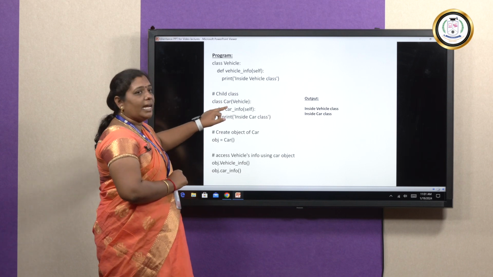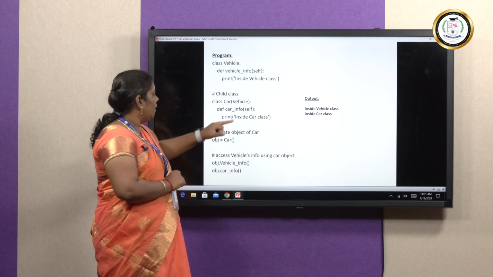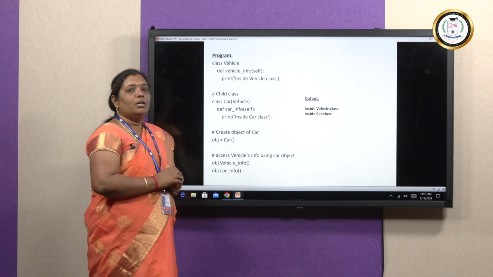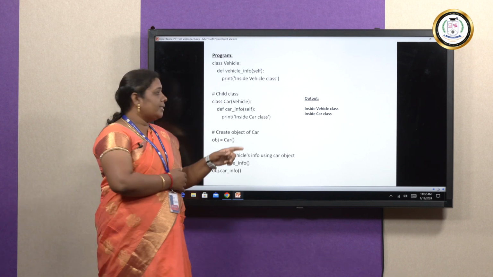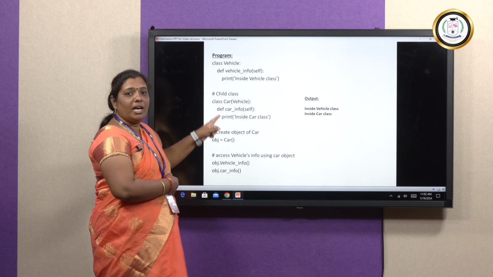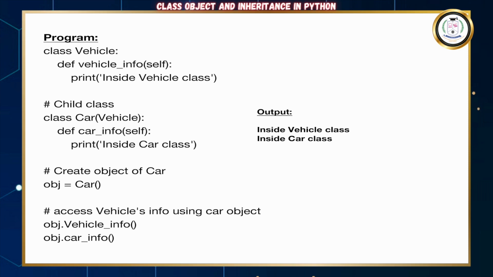Next one, this is the child class creation. Class Car. Car is the child class name. Inside the car child class, we have to mention the parent class name so that it will be inherited here. Next one, creating the object. Here the object name is obj equal to Car. Car is the child class name. We have created the object only for the child class, so by using this object, we can access the information of the parent class also.